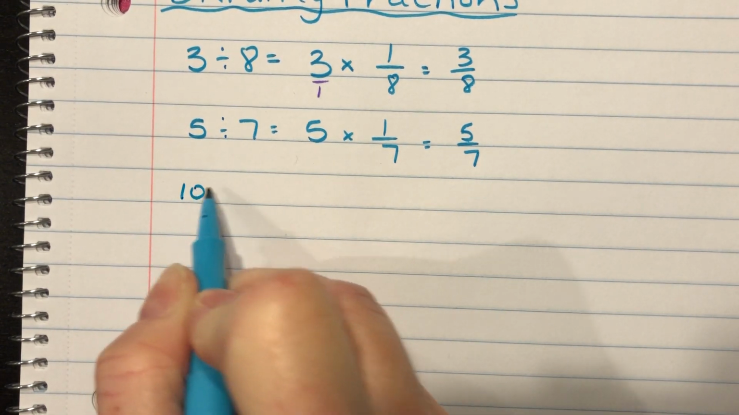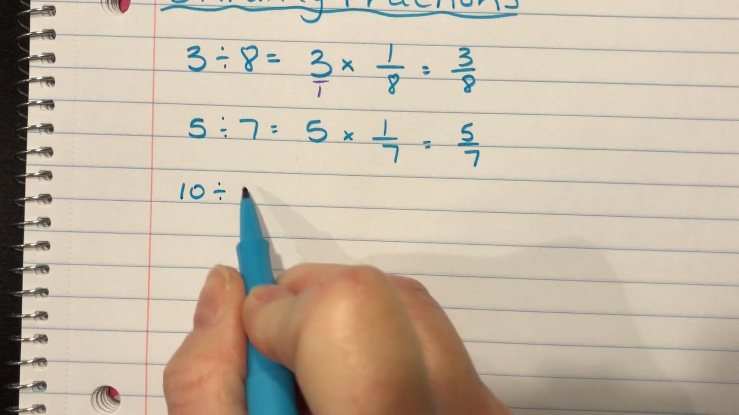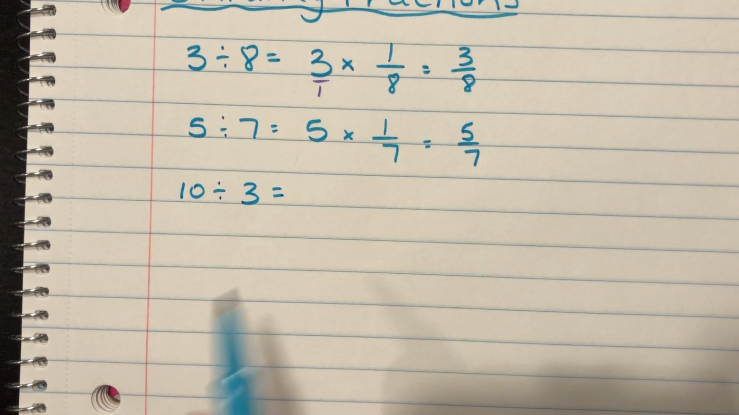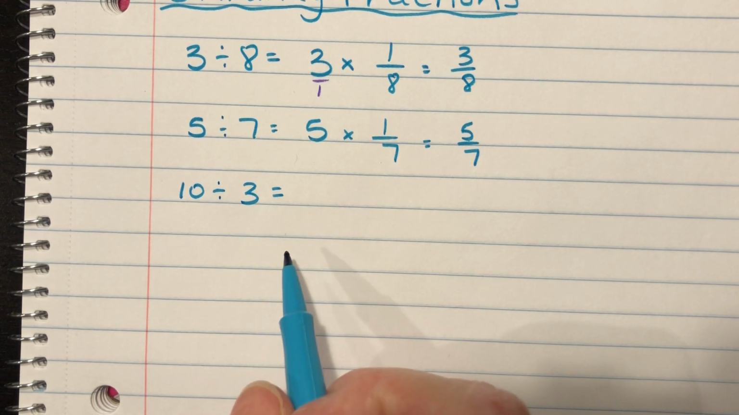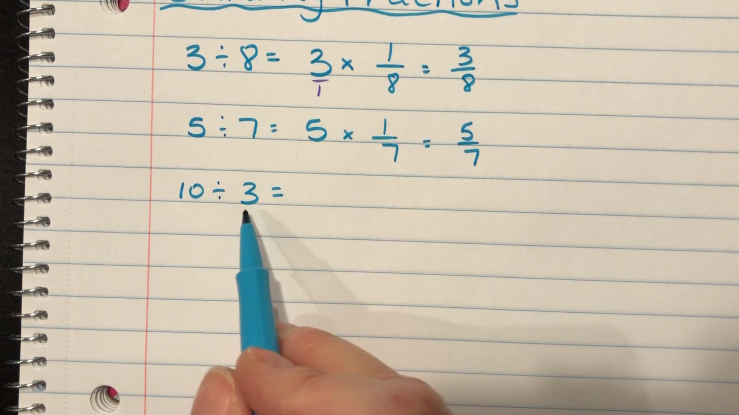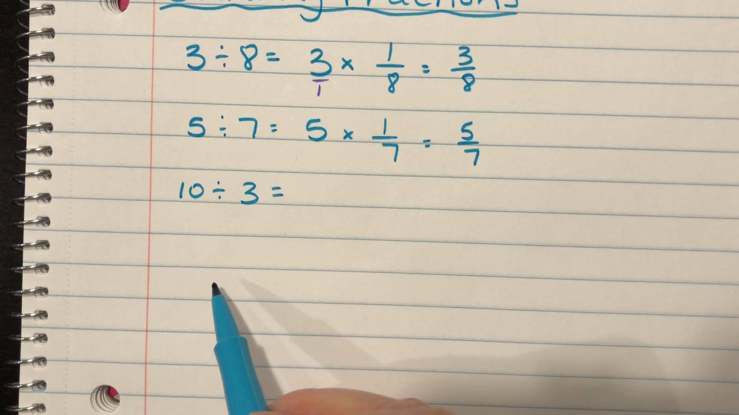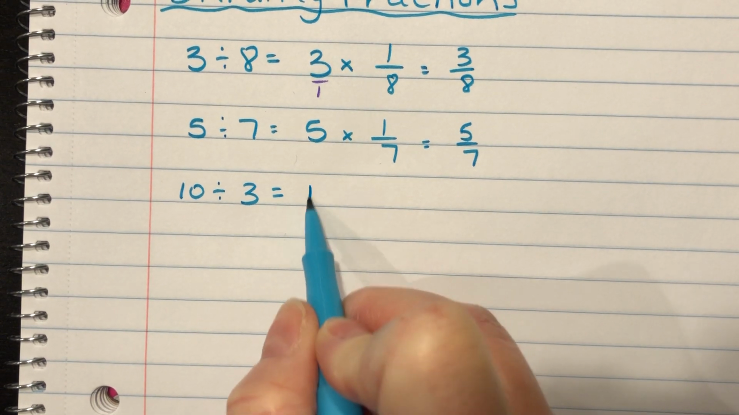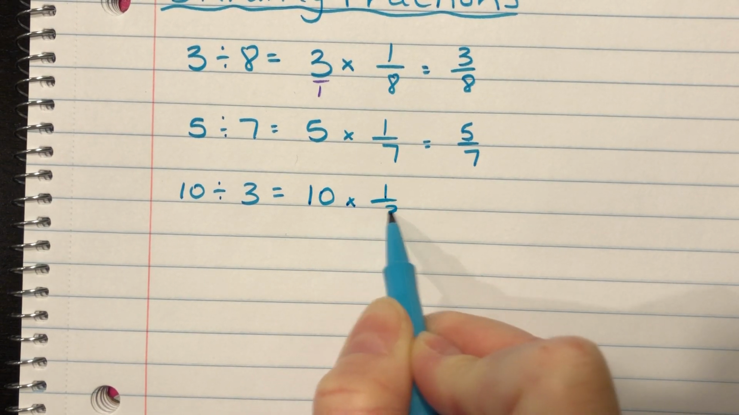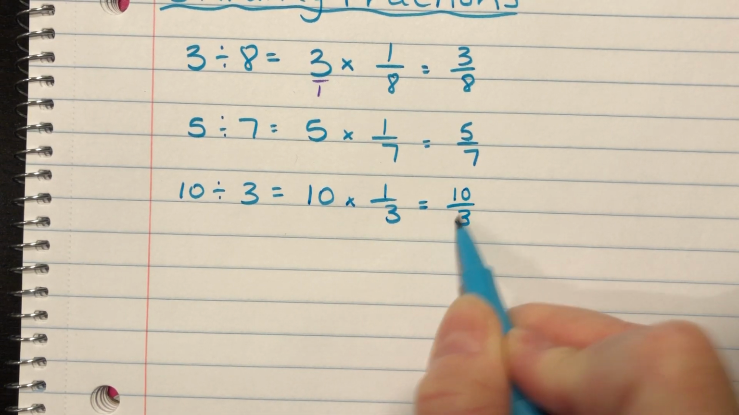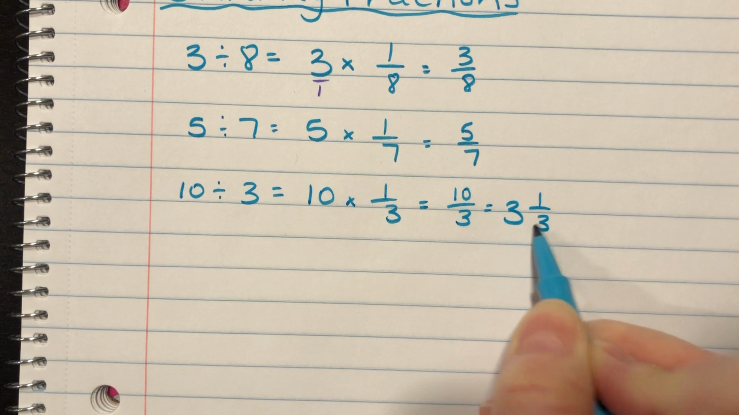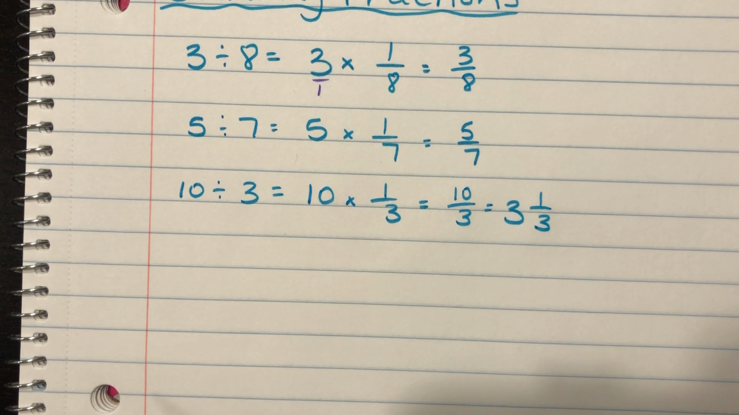Sometimes you do have a larger numerator, like 10 divided by 3. This is another one where I'd want to use the inverses, because I can see this does not come out to a nice whole number. I can't multiply 3 by something to get 10, right? So we can change this to 10 times 1/3. That gives you 10/3, which is the same as 3 and 1/3.